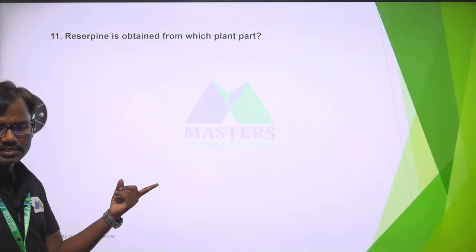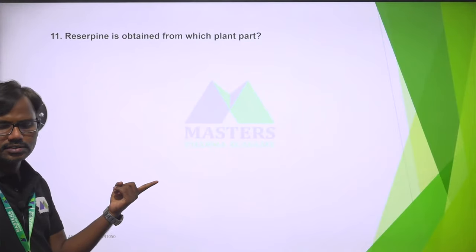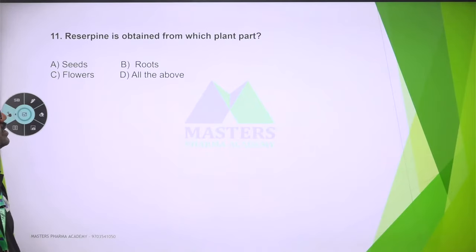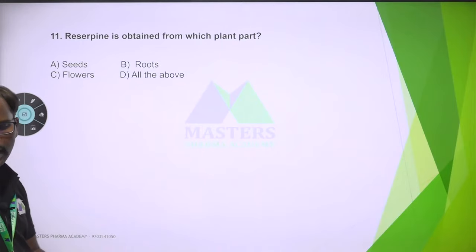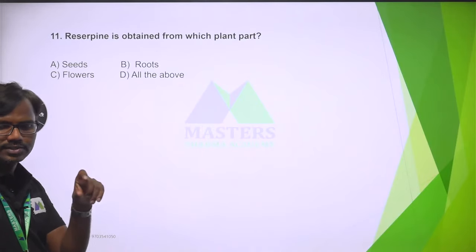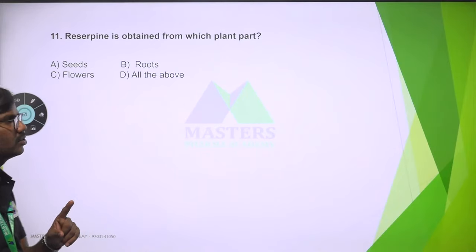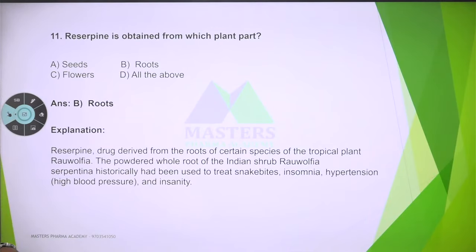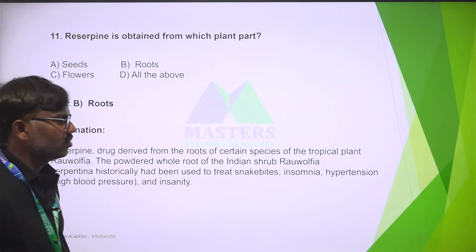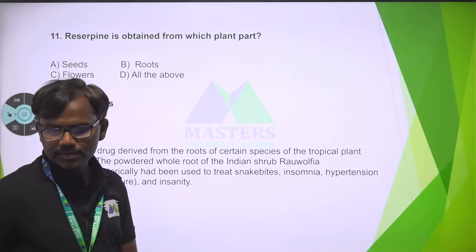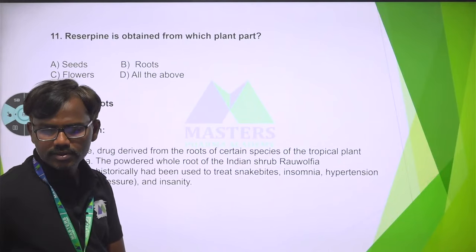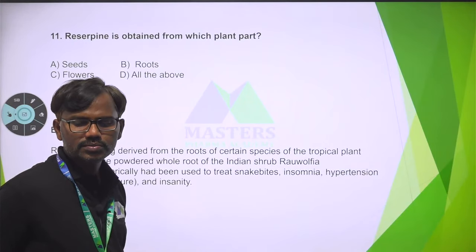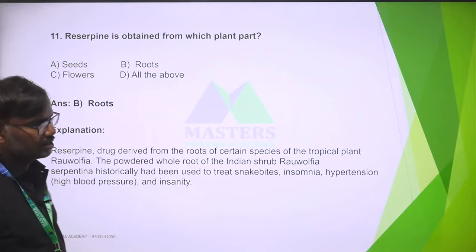Then again, a repeated question: reserpine is obtained from which plant? We already discussed it. That is Rauwolfia serpentina, right? Which part of the plant? Seeds, roots, flowers, or all of the above? I showed you the image of the roots also, so don't forget. That is roots. Rauwolfia serpentina belongs to which family? You remember, I just told you. Apocynaceae. Okay, very good.